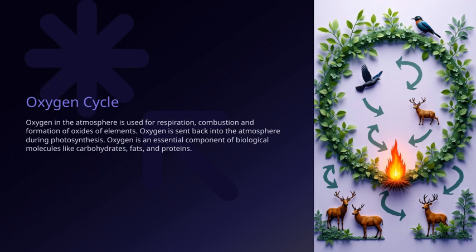But here's the interesting part. Oxygen doesn't just get used up, it gets recycled. During photosynthesis, plants take in carbon dioxide and water, and they release oxygen back into the atmosphere. This cycle is vital for maintaining the balance of oxygen and carbon dioxide around us.